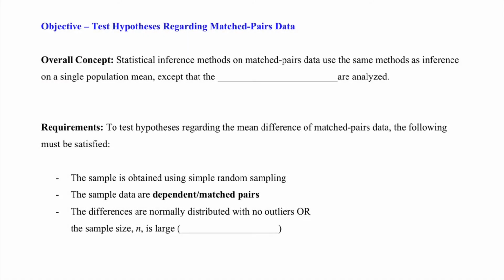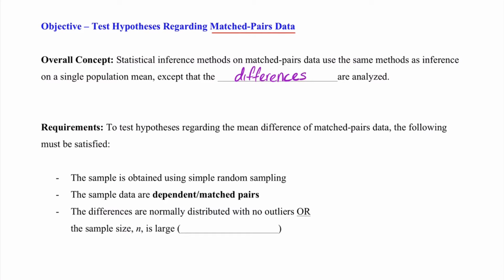Heading into our objective then, we're going to test hypotheses regarding matched pairs data. And make sure we have this in mind, because this is after we've recognized that we have matched pairs data. We have to be able to recognize that from the problem presented to us. The overall concept here is, when we do statistical inference on matched pairs data, we actually use the same methods that we did on a single population mean, with the exception that the differences, emphasis on the plural there, are analyzed. We'll explain that more within the example.